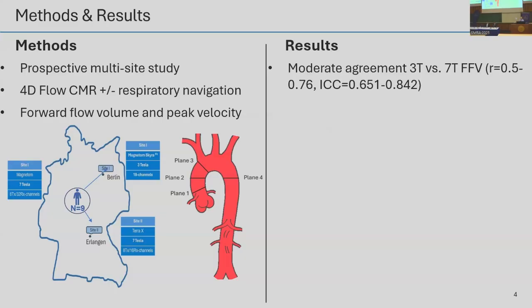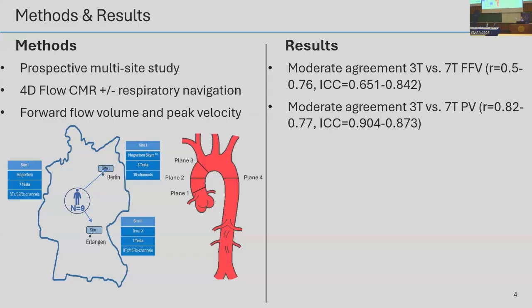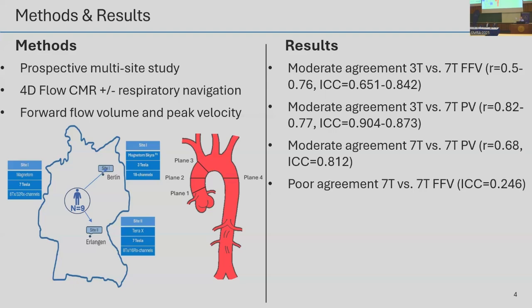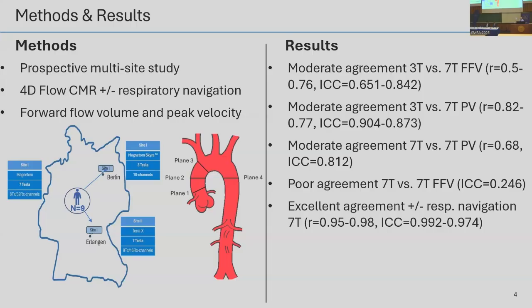These are our results. There was moderate agreement for 3T versus 7T forward flow volume, also moderate agreement for the peak velocity between 3T and 7T, and moderate agreement for 7T versus 7T for the peak velocity. However, only poor agreement between ultra-high field for the forward flow volume. There was excellent agreement for comparison with and without respiratory navigation.